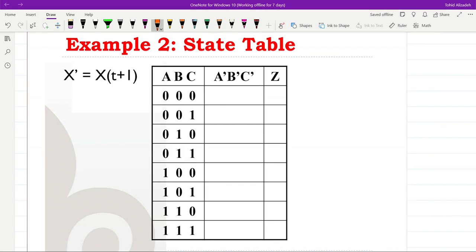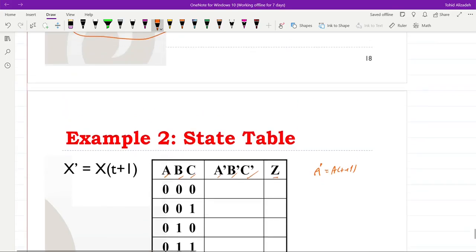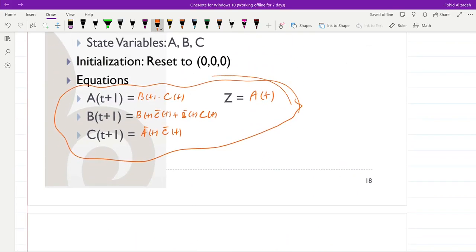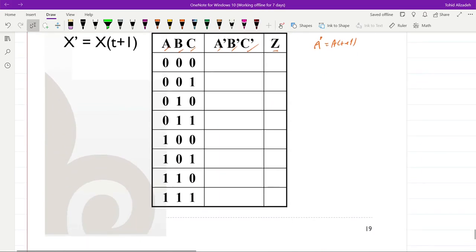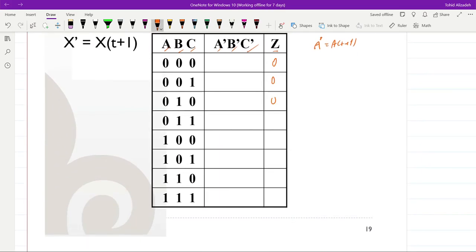We have A, B, and C as the state variables. There is no input, and A at t plus 1, B at t plus 1, and C at t plus 1 are the next states. And we have the output. How can we fill this state table? By referring to the equations that we have here. For Z, it's quite straightforward because Z is equal to A. Therefore, for Z, we'll have 0, 0, 0, 0, 1, 1, 1, 1.